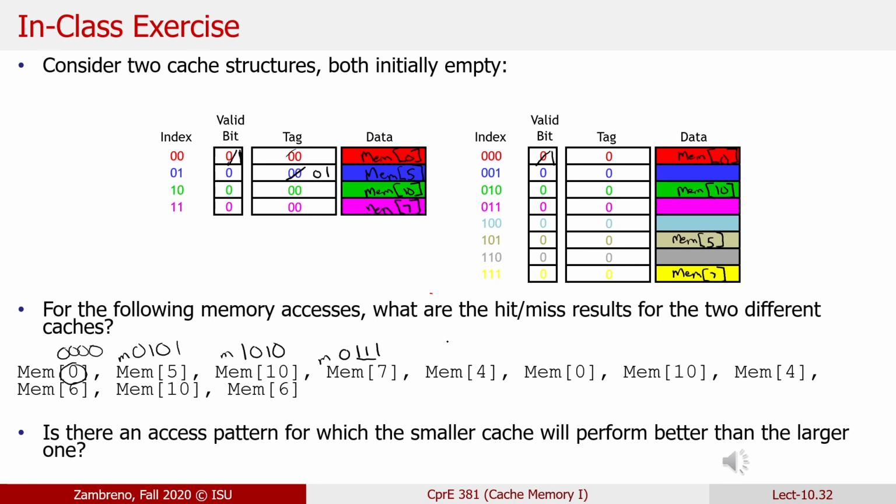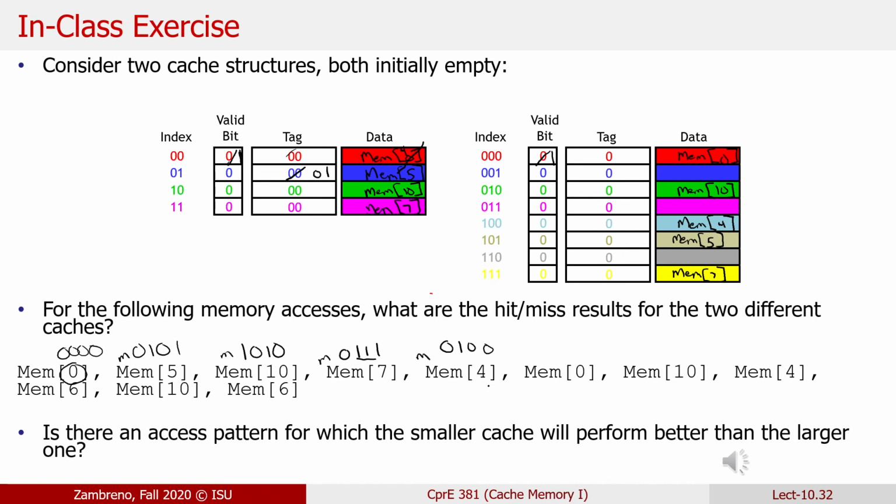We have 0, 1, 0, 0 for 4. Let's talk about at least what happens in that case here, right? For the smaller cache, 0, 0 corresponds to index 0, that is still a miss because the value that was there was memory of 0, and now we're going to override it with memory of 4. Whereas in this cache, 100 is its own separate location in the cache. It's still going to be a miss because it's our first time accessing it.